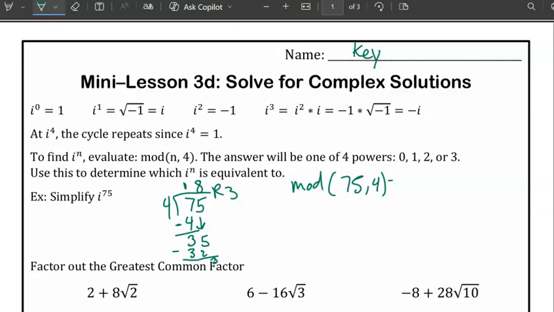Mod of 75 comma 4 is equal to 3. That means that i to the 75th power equals i to the third power, which equals -i.